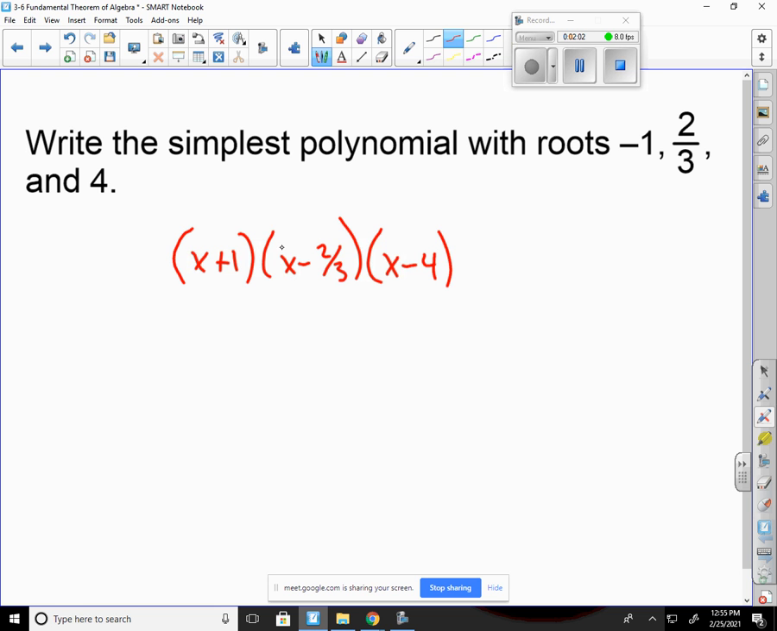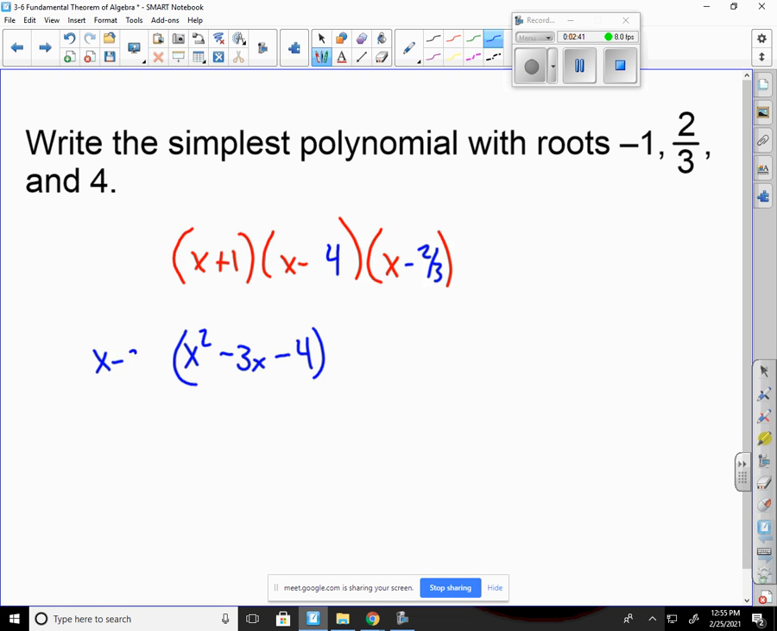So the first thing I'm going to do, I'm going to rearrange the way I write these. I'm going to make this minus 4 and minus 2/3. And I'm going to multiply the first ones out. So x times x is x squared. Then x times -4 is minus 4x. 1 times x is plus 1x. Minus 4x plus 1x gives me minus 3x. And then 1 times -4 is minus 4. So that's these first two multiplied together.